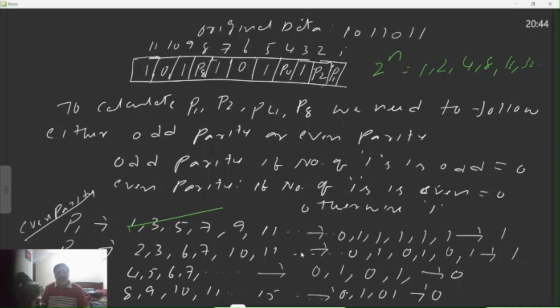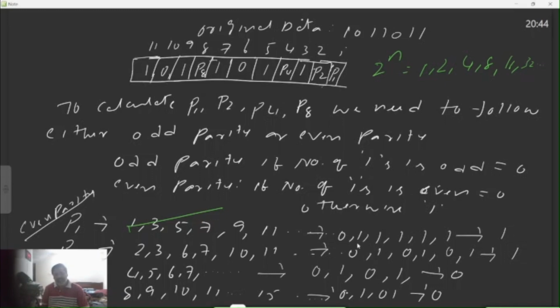Right. Now coming to P1, the P1 value we are going to find. So let's put it as 0. Then the third bit here is 1, the fifth bit is 1, the seventh bit is 1, the ninth bit is 1, and the 11th bit is 1. So I have taken the same values.